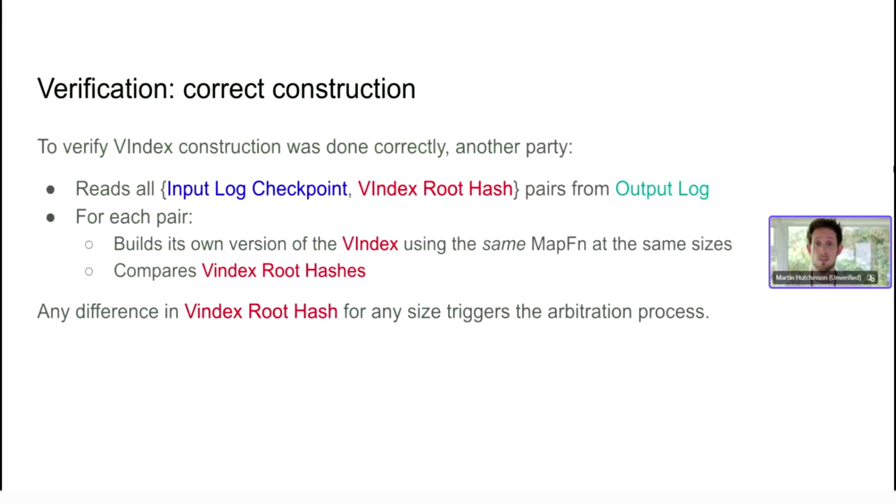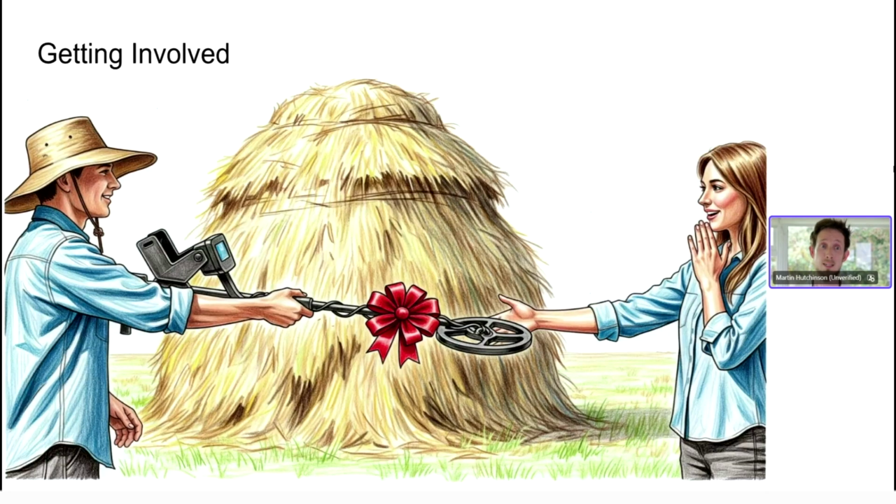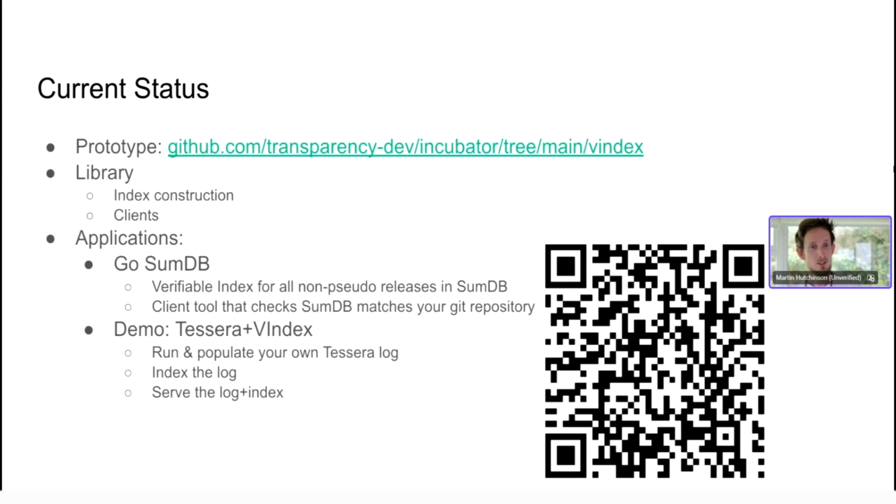Okay, so that's the little walkthrough of how all of that works. Now I want to invite people to come along, get involved, and join in with what we're doing here. And how can you give or receive the gift of fast lookups to your loved ones this Christmas? So the prototype is there in transparency-dev/incubator on GitHub, and in there is a library that does the index construction.